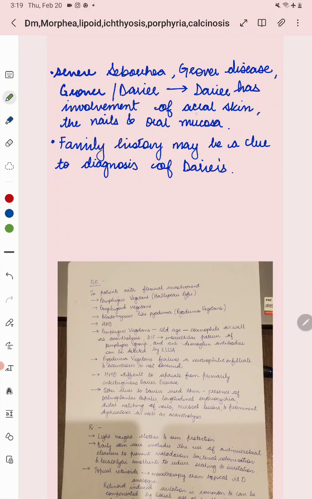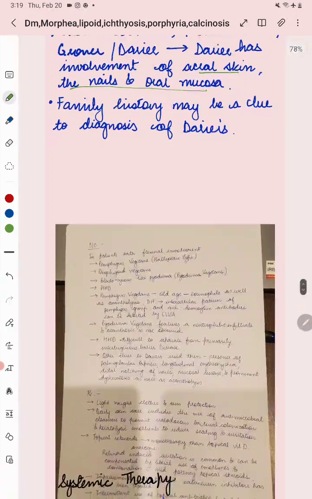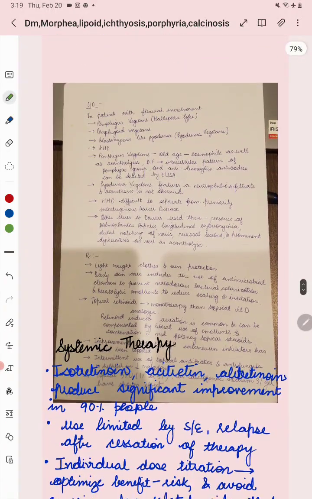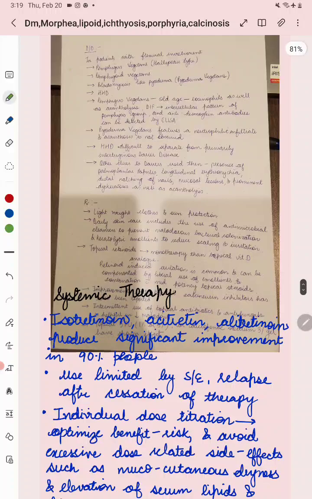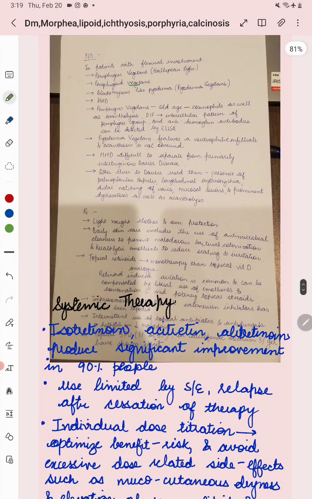Darier has involvement of acral skin, the nails and oral mucosa. Family history might also be a clue to diagnosis of Darier's. Now treatment. So basically differentials could also be pemphigus vegetans, blastomycosis-like pyoderma, Hailey-Hailey disease. How do you differentiate? On HPE it's very easy. And on the treatment for Hailey-Hailey is lightweight clothes, sun protection, basically topical retinoids and oral retinoids, the ones that you have to give.